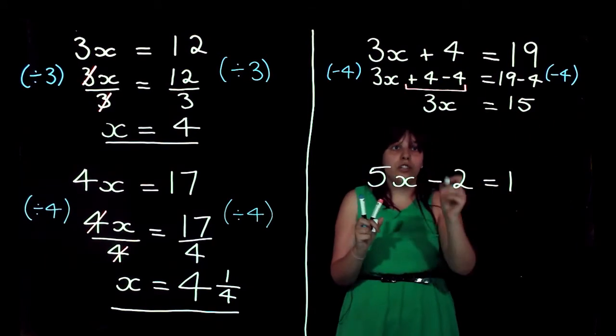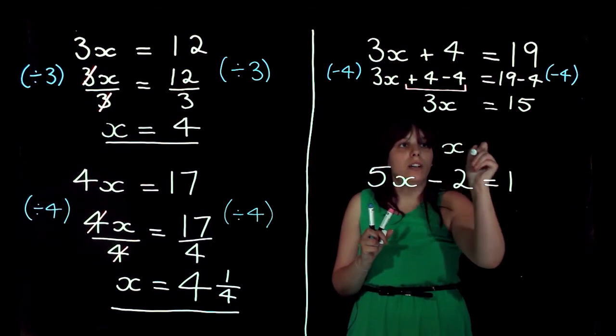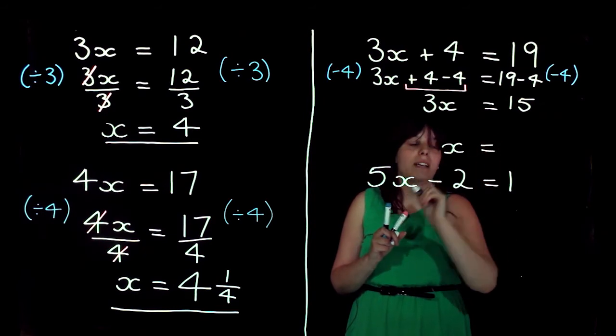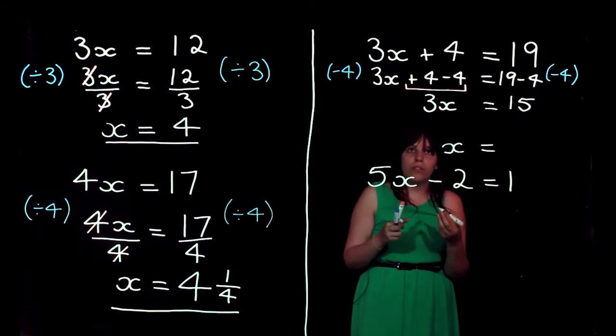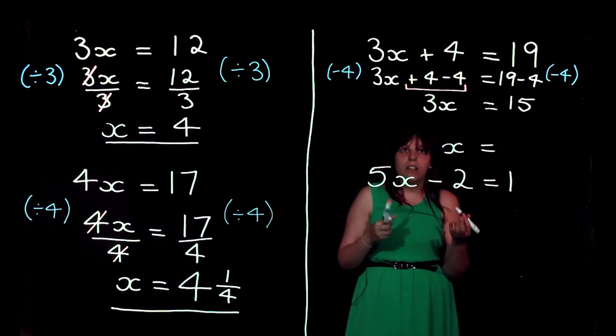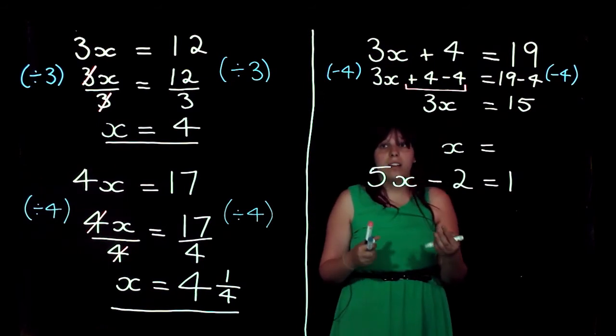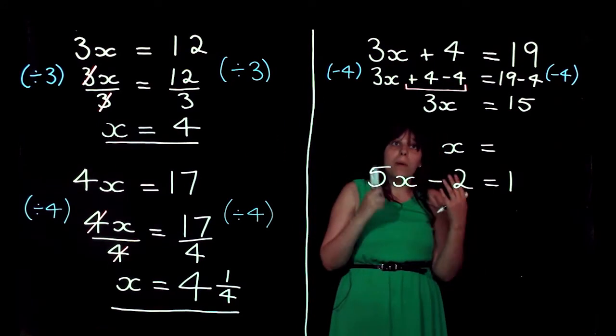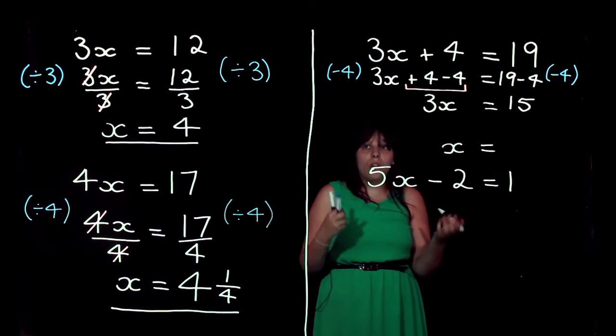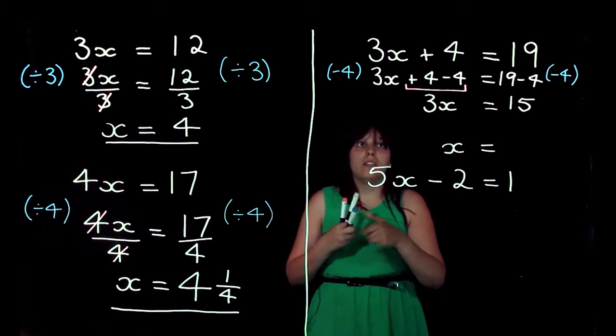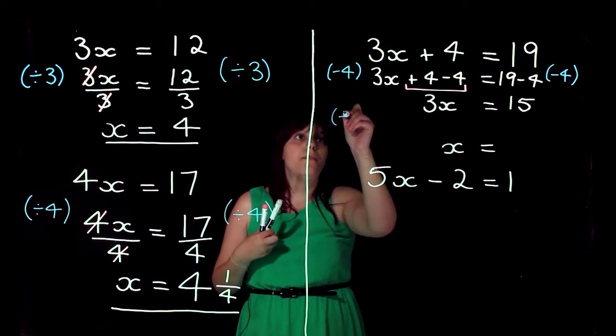Now, I'm not finished, because remember, I want my equation, my solution, to just be x equals something. And currently, I've got 3x equals 15. So I need to get rid of that 3x. Now, as we did over there, we were multiplying by 3, so we're going to divide by 3. So divide both sides by 3.